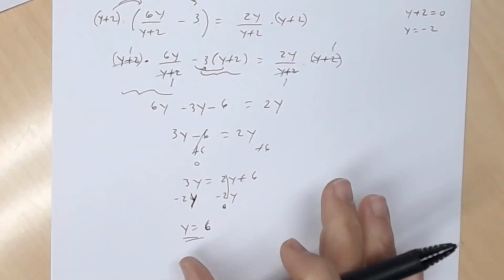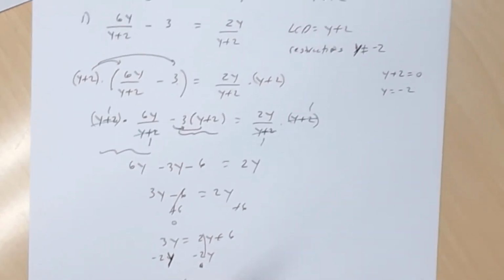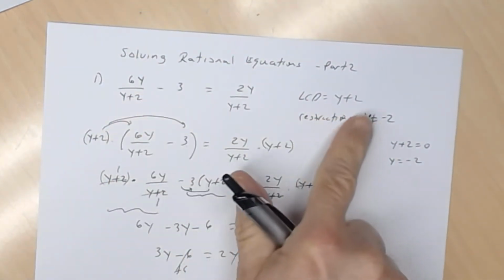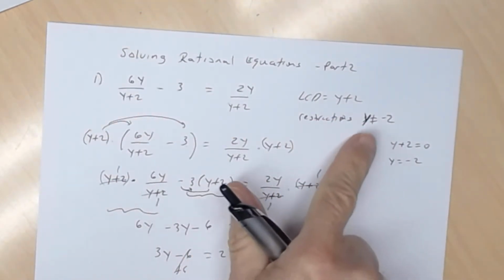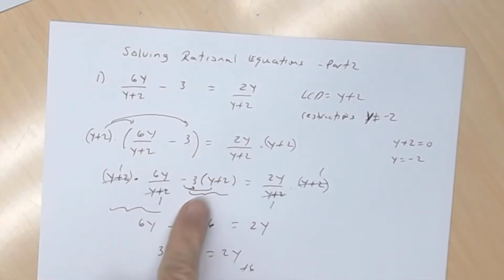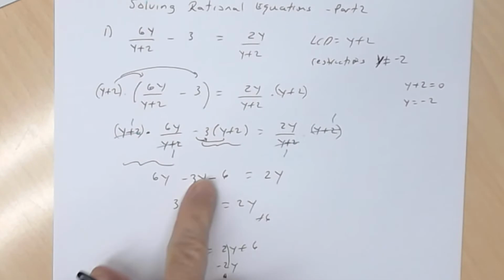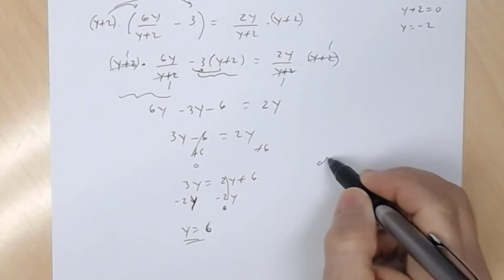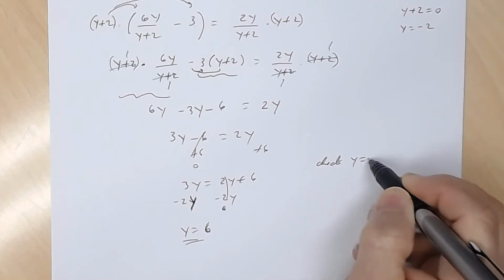So what I found, now first of all, we got to check to see, will this make any of my rational expressions undefined? So in other words, is that a restriction? No, because the only restriction was y cannot equal negative 2. So if I did all this correct, if I did not have any errors, then this is a solution. So you may want to check. So let's just check. Check y equals 6.